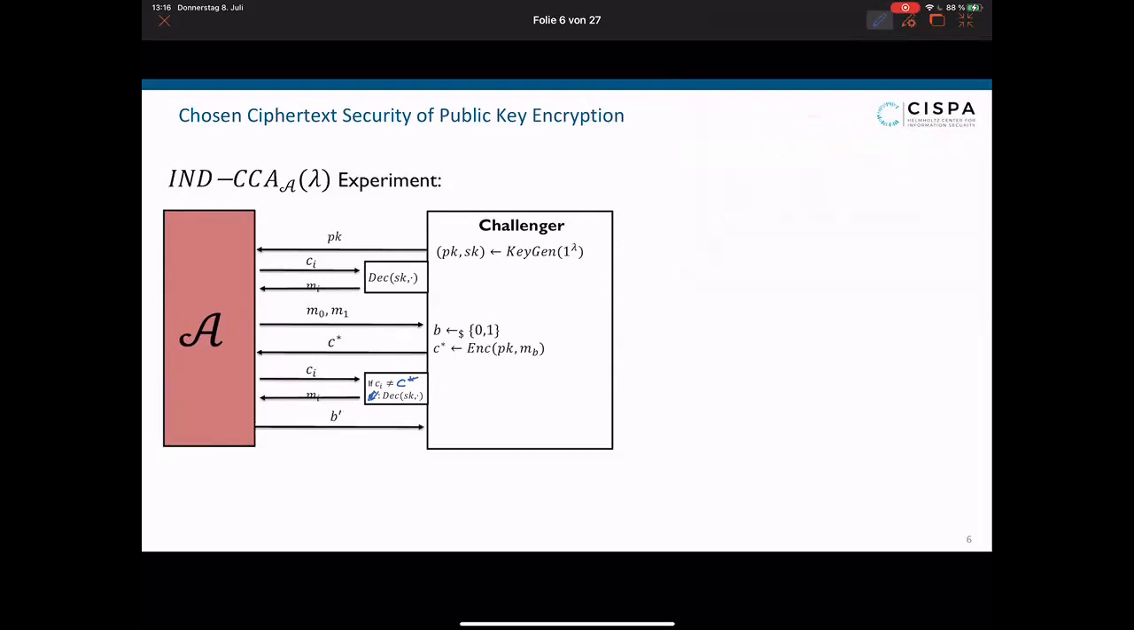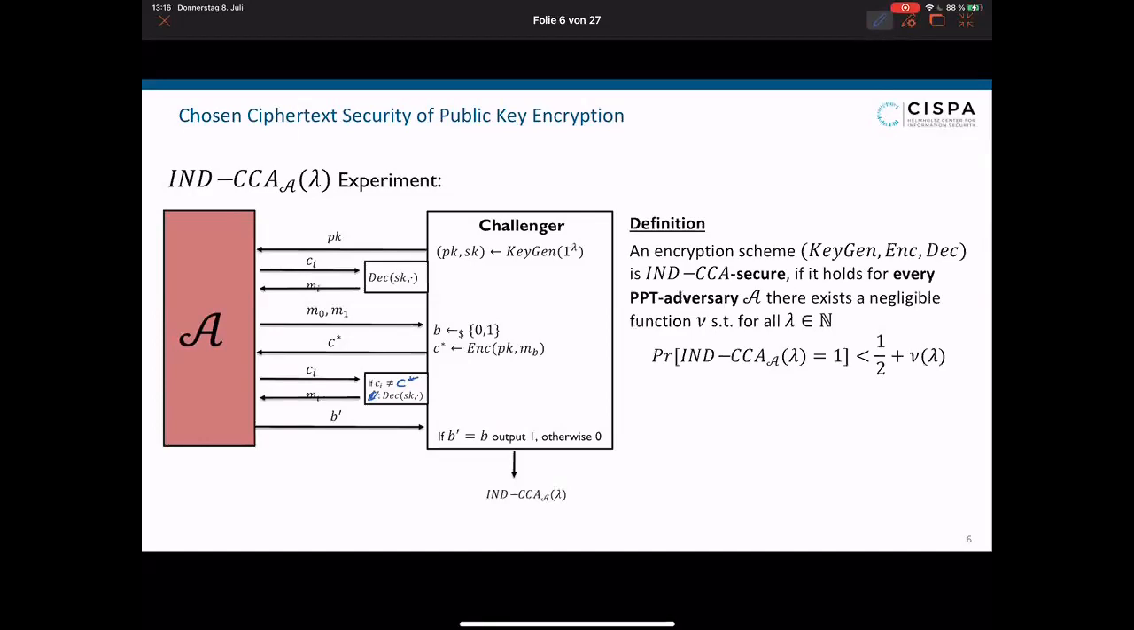In the end, the adversary has to provide a guess B prime for B, and he wins if he guesses B correctly. As usual, we say an encryption scheme (KeyGen, Enc, Dec) is IND-CCA secure, CCA for chosen ciphertext attacks, if it holds for every PPT adversary A that there's a negligible function nu, such that for all security parameters lambda, the winning probability of the adversary is at most 1/2 plus nu. Okay, that's chosen ciphertext security for public key encryption.